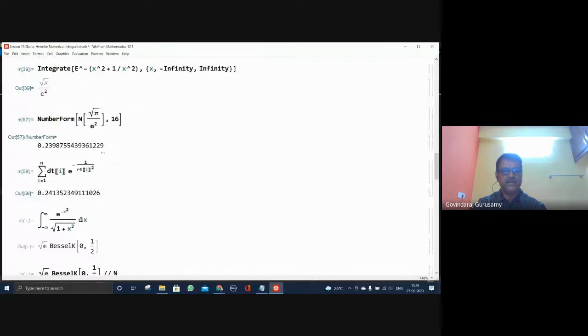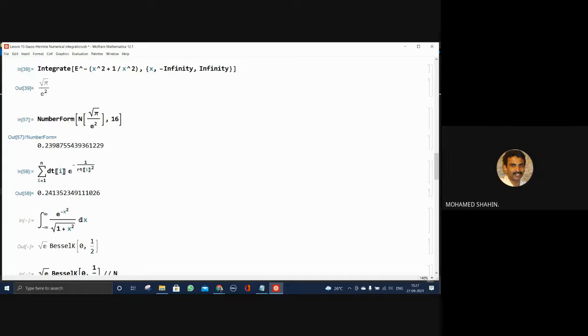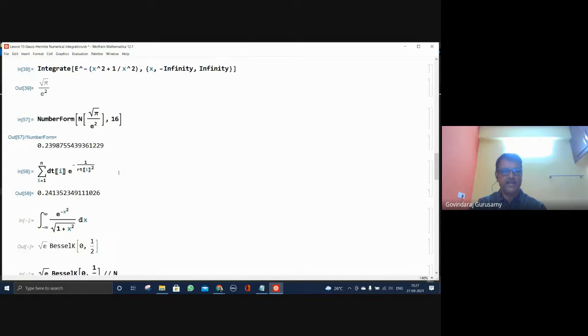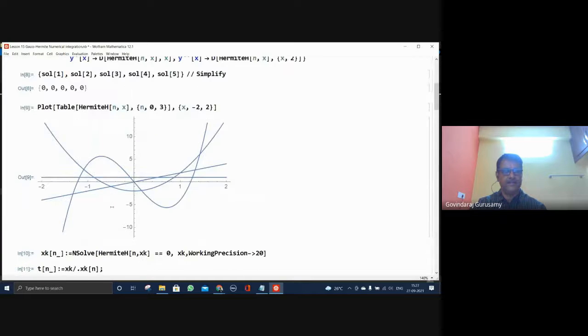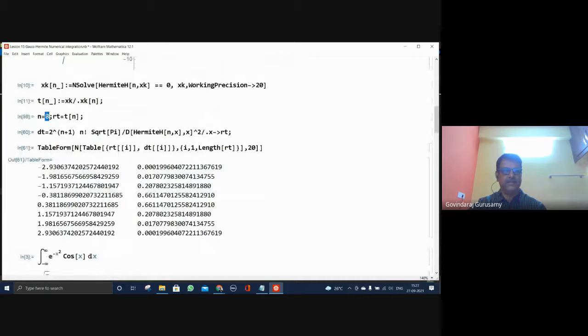That root, when it comes here, e power minus 1 by 0 is e power minus infinity. Okay, then there it is. And that should be taken care of properly by taking the proper number of decimal points. This is again, see, this Hermite method is struggling to come closer to this result, which is the exact result. So this is the even number I have taken.